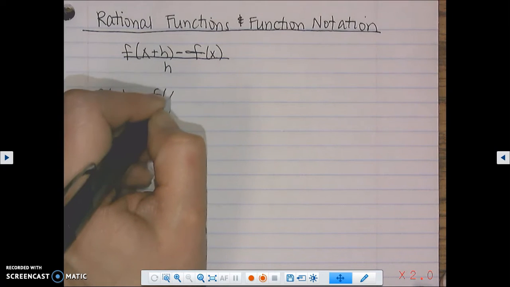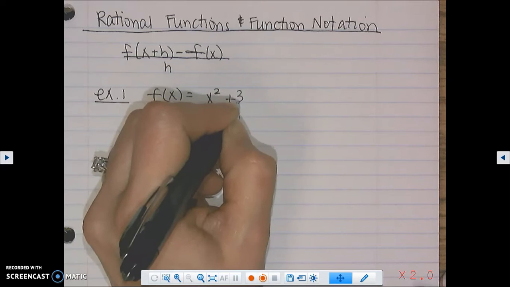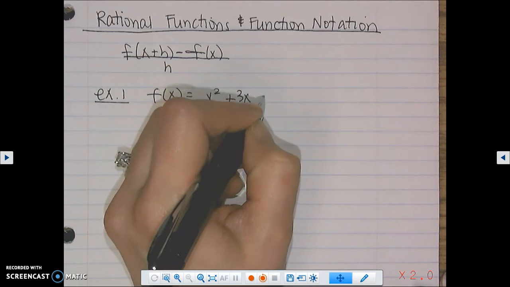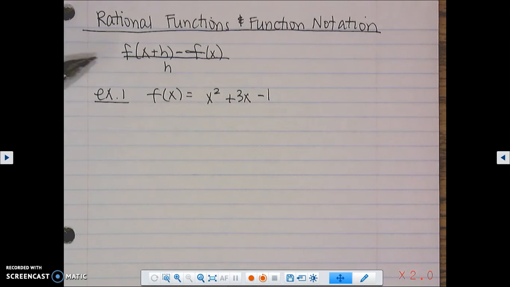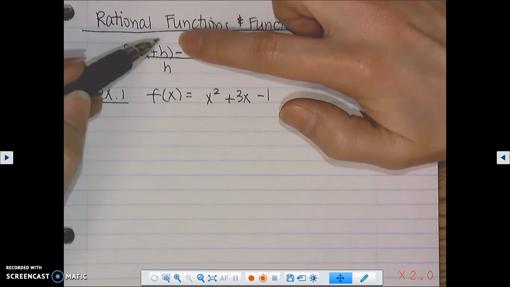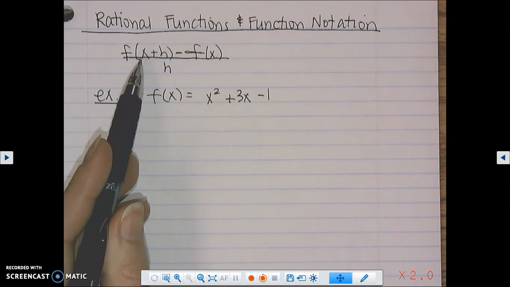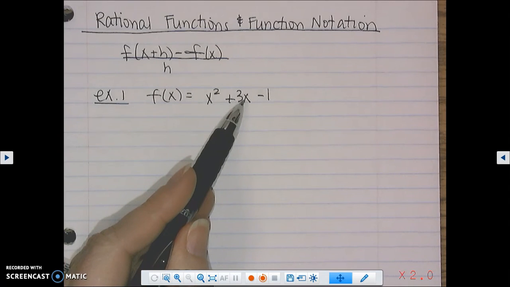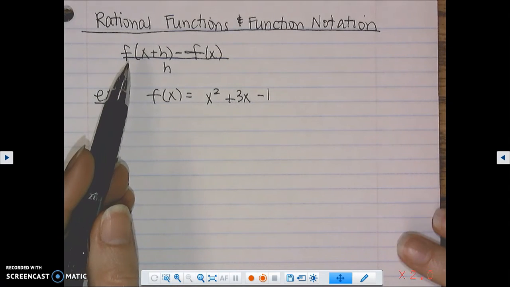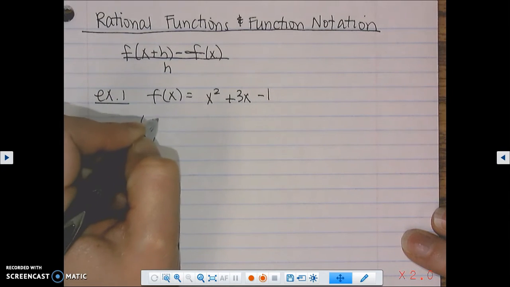The first one we're going to do is f of x equals x squared plus 3x minus 1. And we're plugging in to this formula. F of x plus h means we're taking this value and plugging it in for x. If it said f of 2, then we would plug 2 in for all of those x's. Since we have f of x plus h, everywhere we see an x in this, we're going to plug in an x plus h.